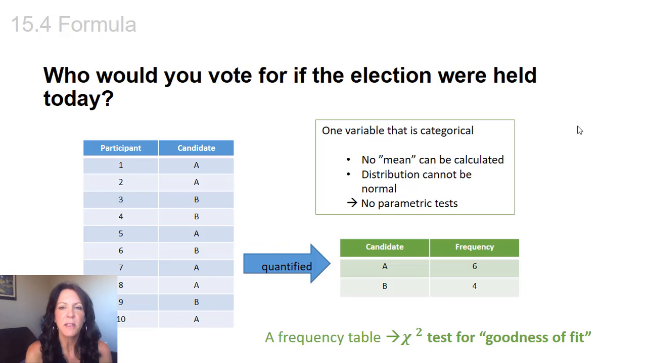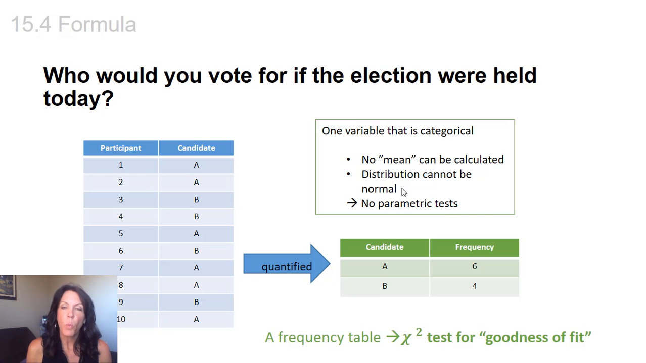So here again is a perfect example of a type of analysis that's primed for a chi-square or a non-parametric analysis. This is just a list of the people and then the candidates that they prefer. We can't do any means on this. We can't do any averages on this. This distribution, as I said, can't be normal. It's going to be two different bars on a bar graph, basically. We cannot do any sort of a parametric test.